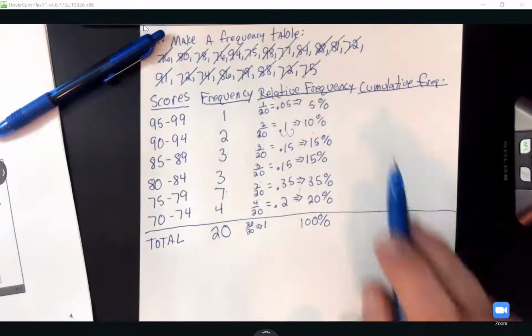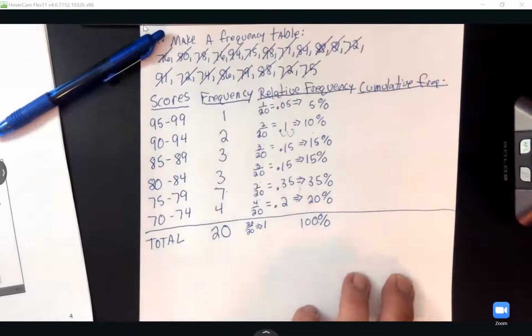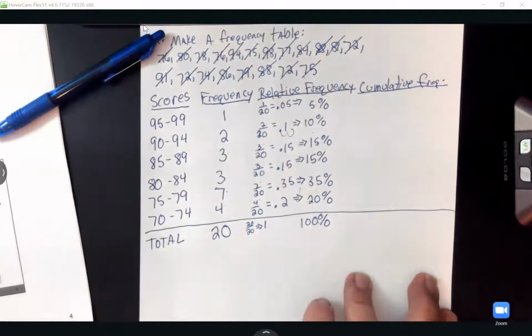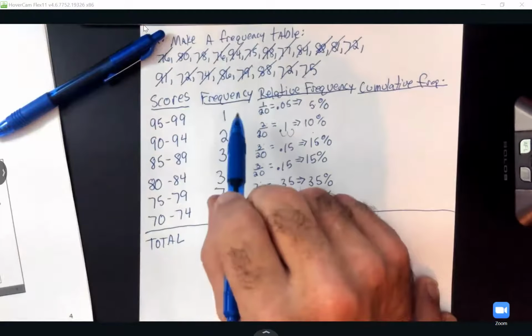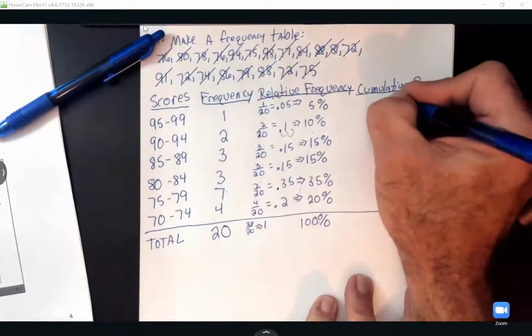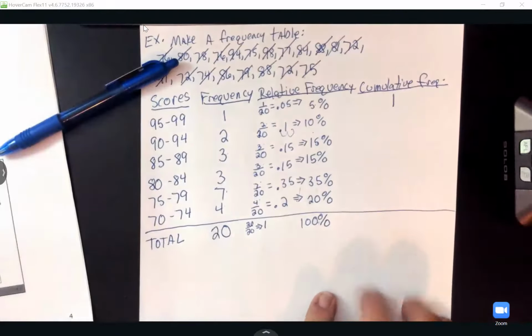All right, y'all. So the cumulative frequency is the frequency of that data set plus all previous data sets. Well, since this was the very first data set, its cumulative frequency is 1.